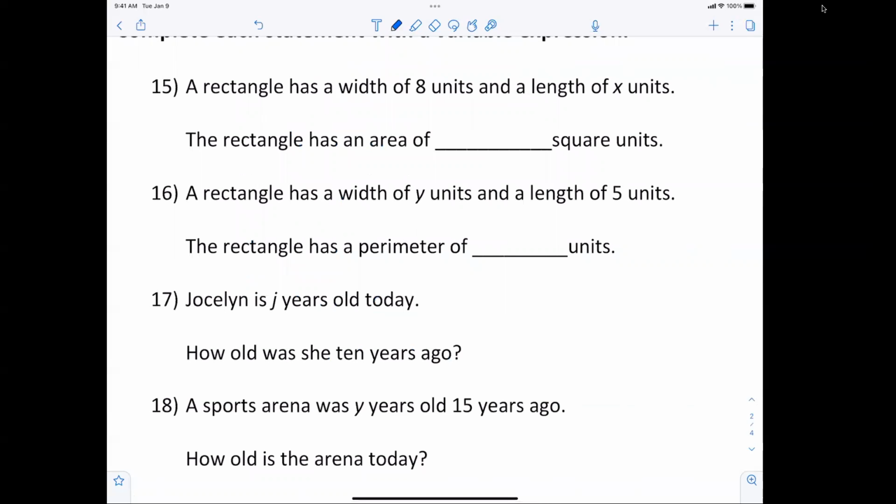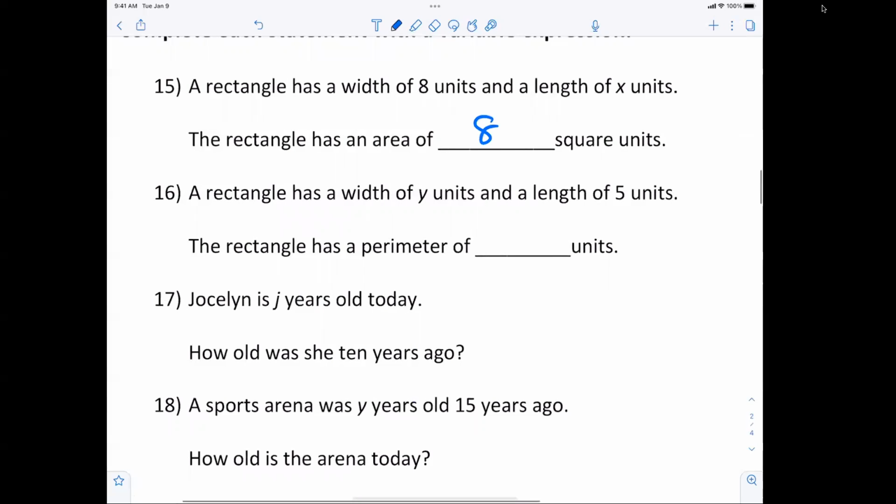Read the first one, Aiden. Rectangle has a width of 8 meters and length of X meters. Then the rectangle has an area of what? 8x. That is correct. 8x square units. How do you find area of a rectangle? Length times width? How do you know? What do you mean? You don't know the other side. Oh. All right, here we go.